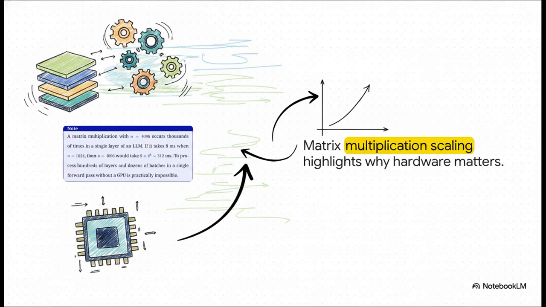When you realize an LLM performs this calculation thousands of times across hundreds of massive layers in just a single forward pass, measuring these timing benchmarks proves exactly why GPUs aren't just a luxury, they are practically essential for modern AI. You get to experience that hardware bottleneck firsthand.